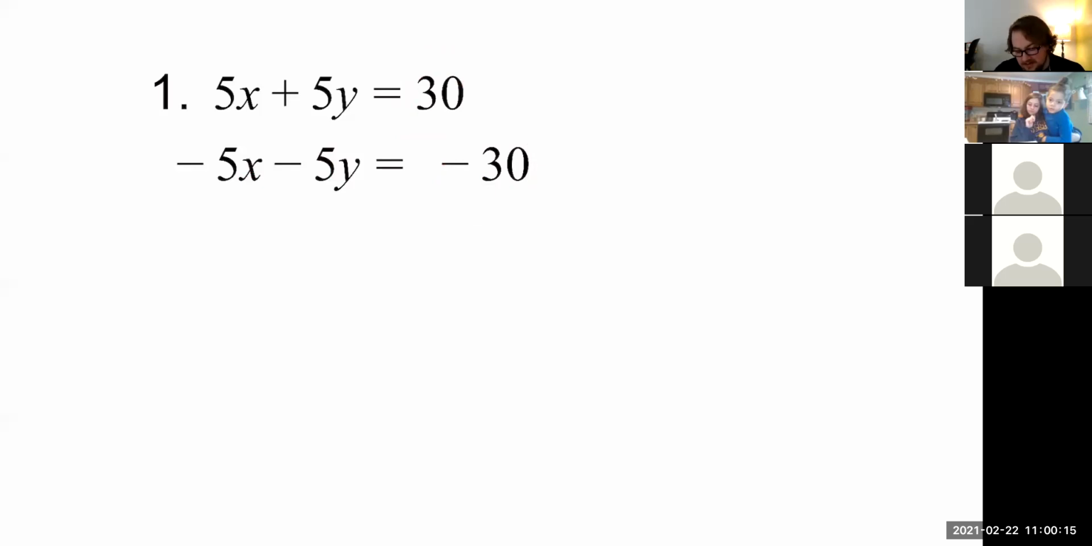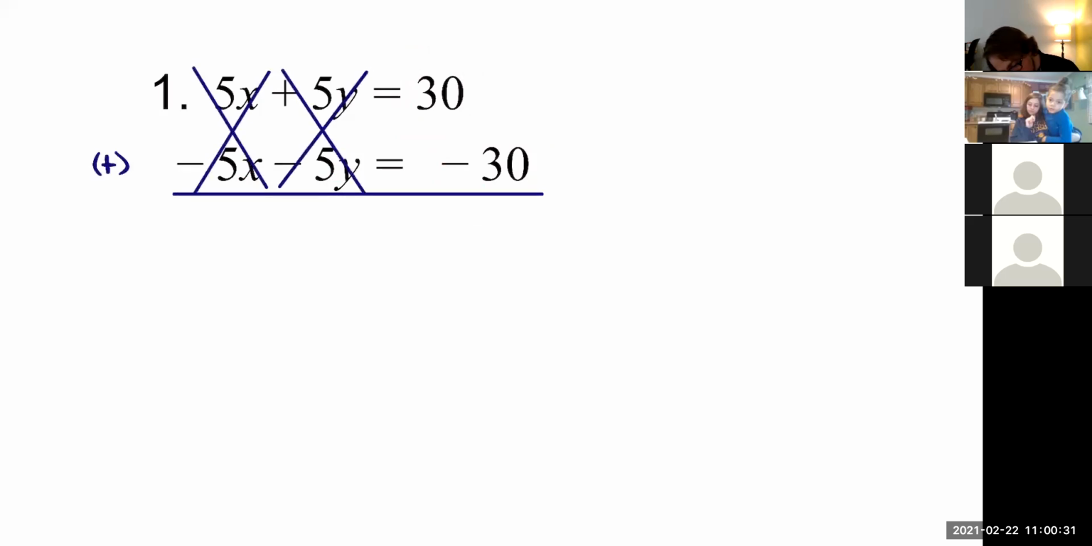So this is actually something unique that's going to happen sometimes. When I go to add these 2 equations together, the x terms are going to eliminate. So are the y terms, which leaves me with what on the left-hand side? Nothing, which would be 0. And on the right, the 30s cancel out too, which gives me 0 equals 0.